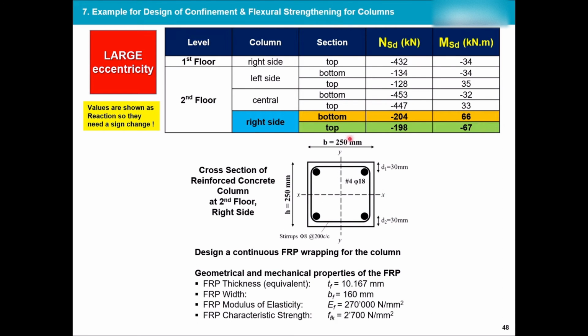So we're dealing with these numbers. Again, as I mentioned, these values are in terms of reaction, so if you want to use them, you have to change the sign. This is the cross section of the column that we're dealing with. As we just saw the values, I have contacted the factory, and these are the properties of the FRP that they have provided me. I have the thickness, the width, the modulus of elasticity, and the characteristic strength of my FRP.